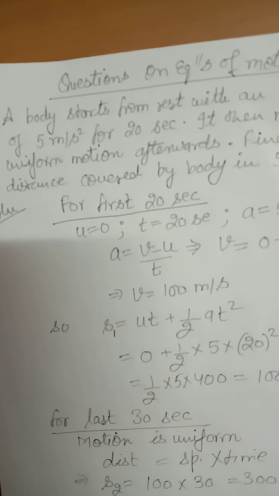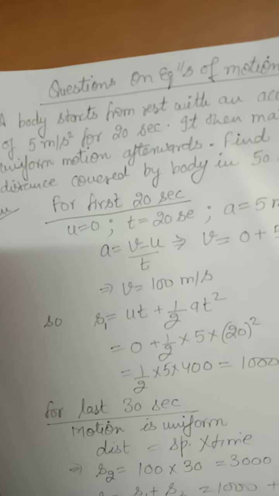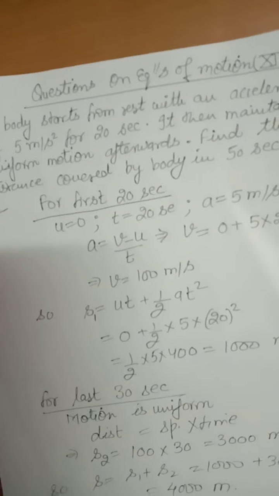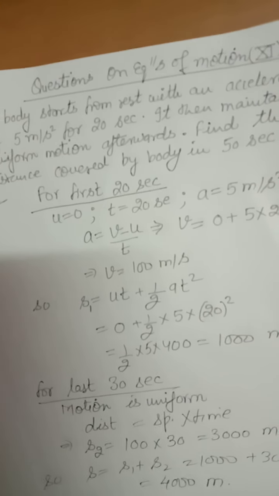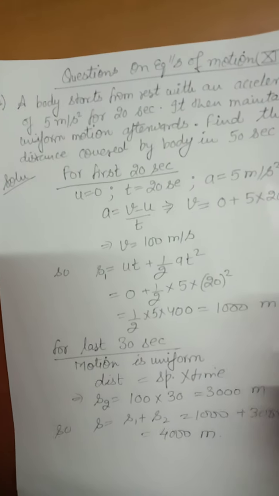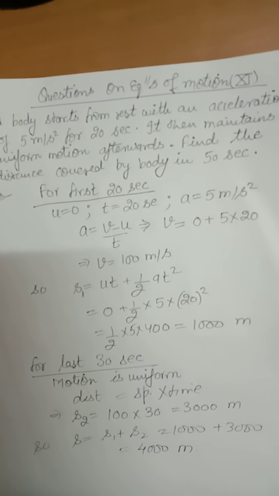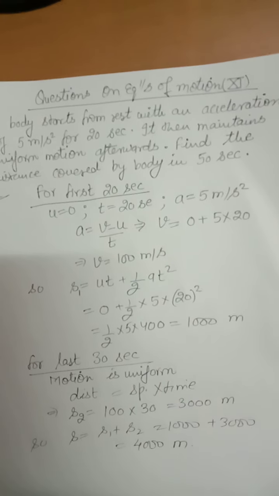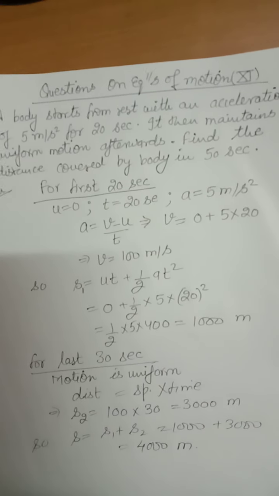an acceleration of 5 meter per second square for first 20 seconds and then it maintains the uniform motion and we have to find the total distance covered by the body in 50 seconds. Now in this case you know that for first 20 seconds the motion is accelerated. So for that case we have to apply the equation of motion.